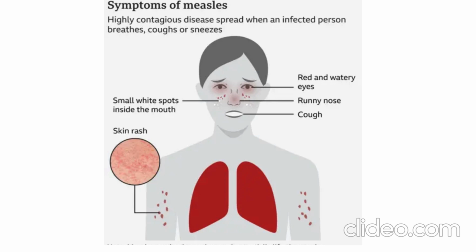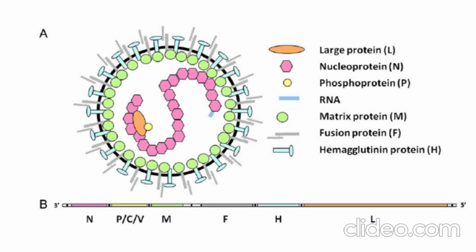Pretty much, and red, watery eyes, conjunctivitis. Then typically you get that characteristic red, blotchy rash. It's called a maculopapular rash. Spreads all over. And it's caused by the measles virus. Obviously, you mentioned it's a specific type.